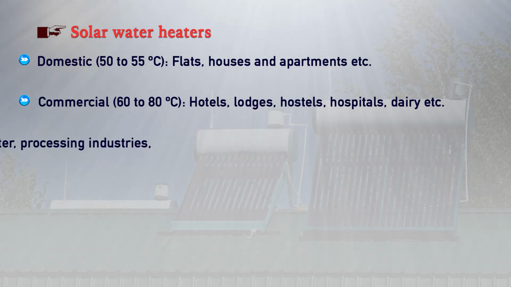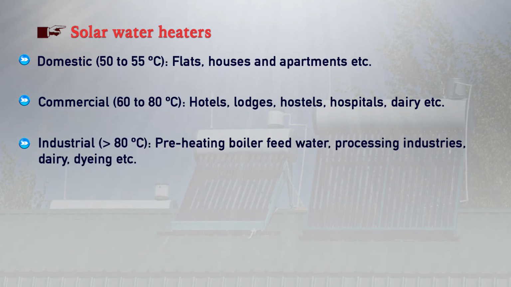So if we are talking about the industrial water heater, that means if we need temperature of water more than 80 degrees centigrade, then it comes under the category of industrial solar water heater. So where is it used? It is used for preheating boiler feed water, processing industries, dairy and dyeing etc.